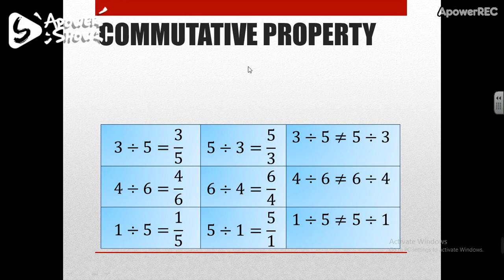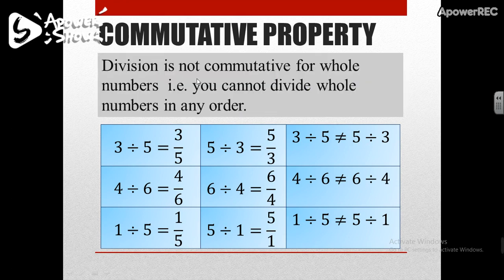So from all these examples, we conclude that division is not commutative for whole numbers. Why? Because we cannot divide whole numbers in any order. If the order is changed, then the number which we are going to get will also change. So from all these examples, we conclude that whole numbers are commutative with respect to addition and multiplication, but whole numbers are not commutative with respect to subtraction and division.